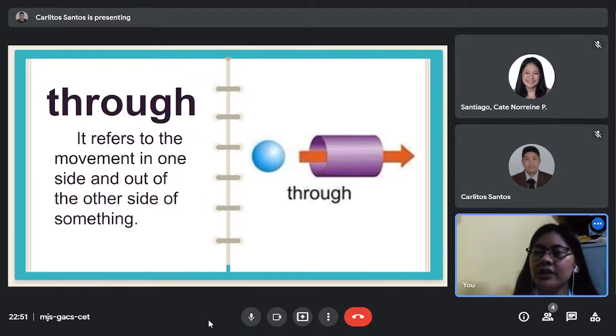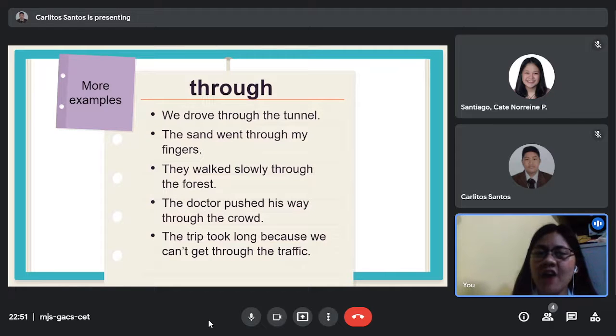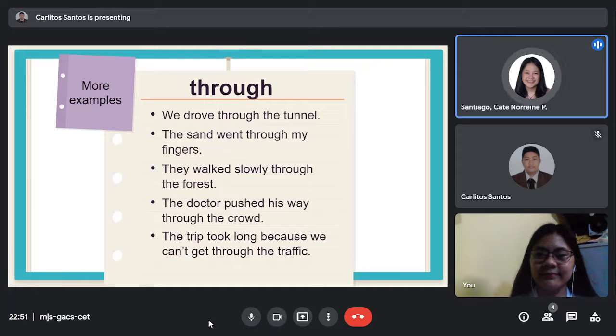Let's also have different sample sentences of the word through. Now, may I have Miss Kate to read the different sample sentences for the word through? We dove through the tunnel. The sand went through my fingers. They walked slowly through the forest. The doctor pushed his way through the crowd. And last, the trip took long because we can't get through the traffic.